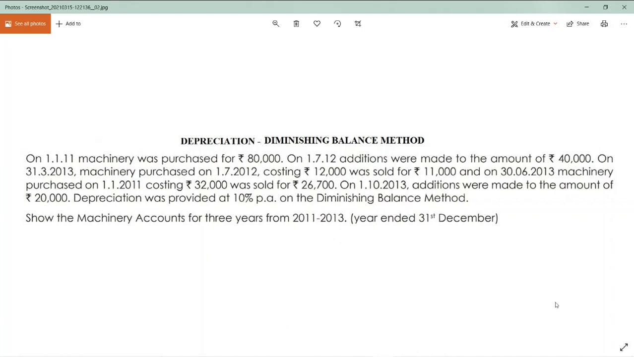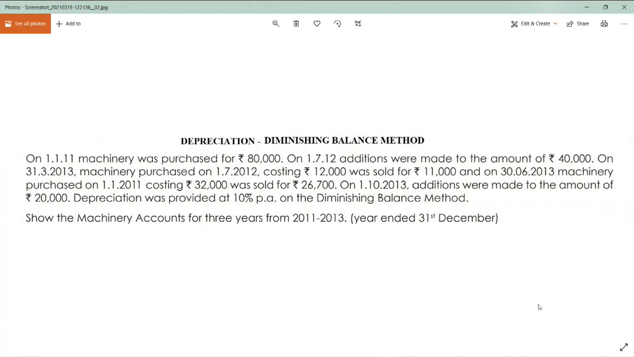On 31/3/2013, machinery purchased on 1/7/2012 costing rupees 12,000 was sold for rupees 11,000, and on 30/6/2013, machinery purchased on 1/1/2011 costing rupees 32,000 was sold for rupees 26,700. On 1/10/2013, additions were made to the amount of rupees 20,000. Depreciation was provided at 10% per annum on diminishing balance method. Show the machinery accounts for 3 years from 2011 to 13.